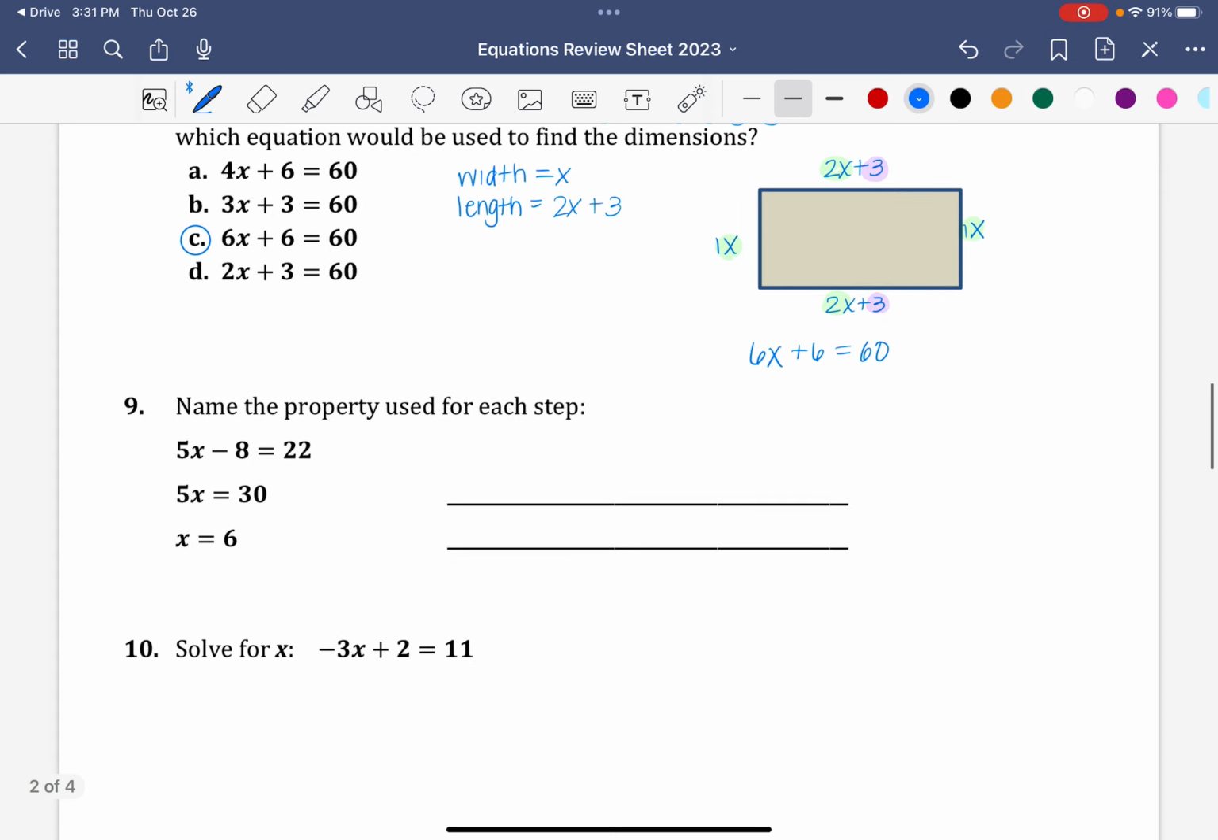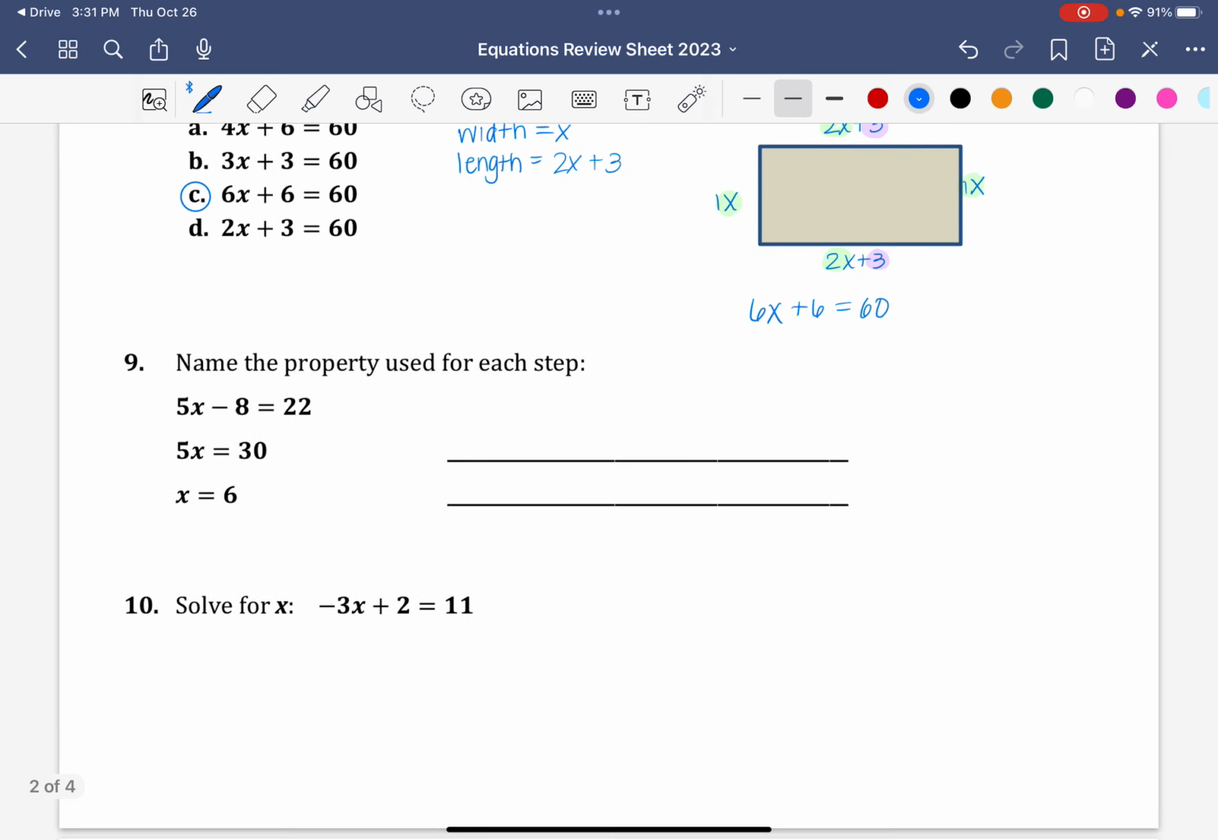All right, number 9 wants you to name the property for each step. And I think it's helpful for these to first just describe what's happening in your own words. So to go from 5x minus 8 equals 22 to 5x equals 30, they must have added the 8 on both sides so that it would cancel out. So when you add something on both sides of an equation, that's called the addition property of equality. So it'll just let you know that you are allowed to add whatever you want to an equation as long as you do it on both sides of the equal sign.